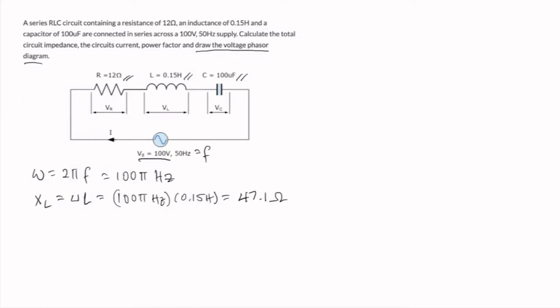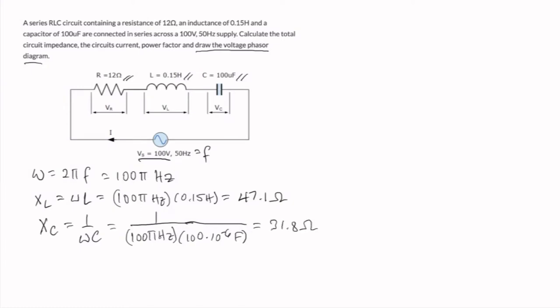The next is the capacitive reactance, which is equal to 1 over ωC. So, plugging in the known values of 100π hertz for the angular frequency, and 100 times 10 to the minus 6 farad, we get 31.8 ohms.